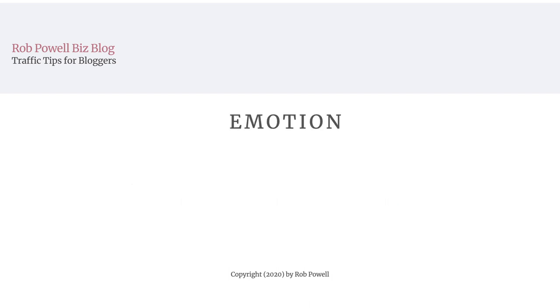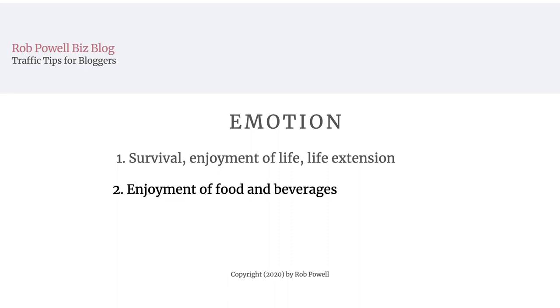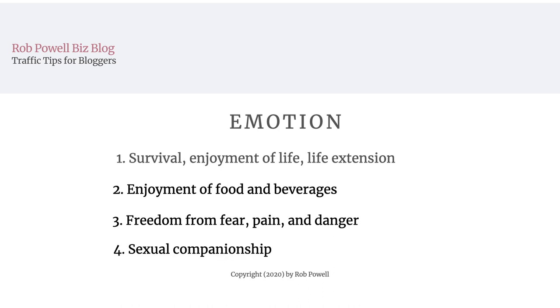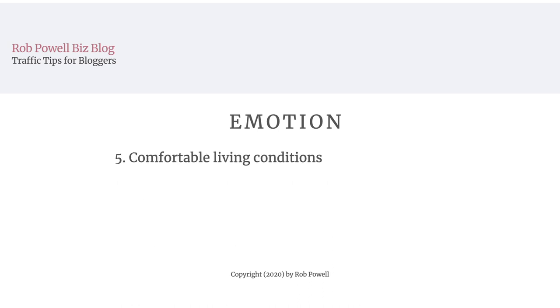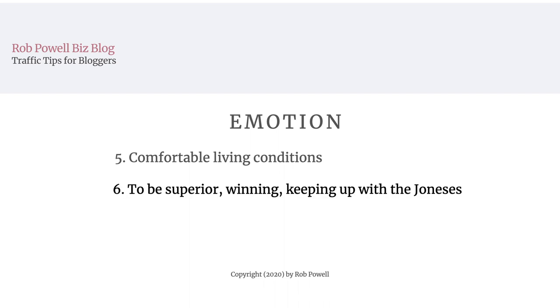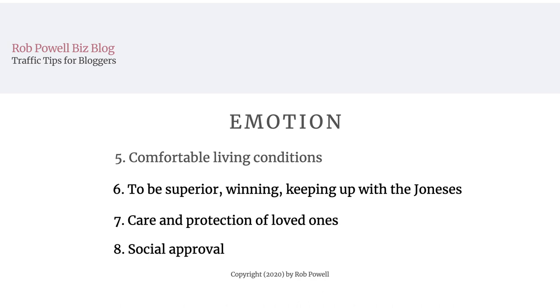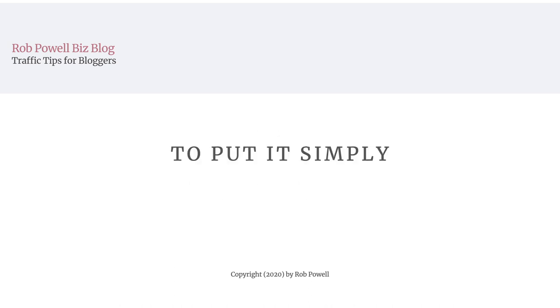The psychologist Abraham Maslow identified 8 fundamental desires of human beings. 1. Survival, enjoyment of life and life extension. 2. Enjoyment of food and beverages. 3. Freedom from fear, pain, and danger. 4. Sexual companionship. 5. Comfortable living conditions. 6. To be superior, winning, keeping up with the Joneses. 7. Care and protection of loved ones. And 8. Social approval.